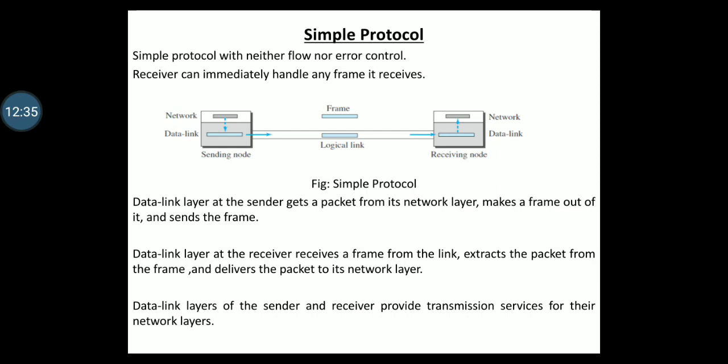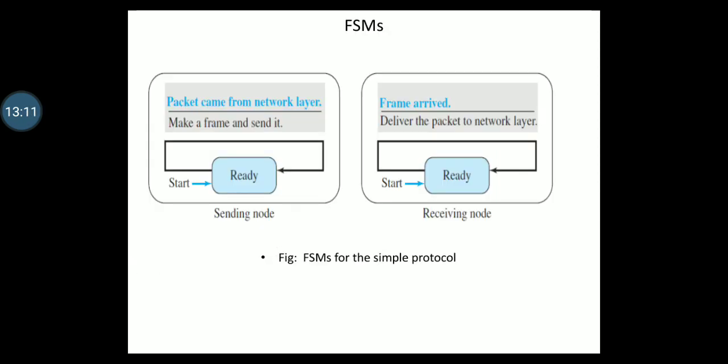The data link layer at the sender gets a packet from its network layer, makes a frame out of it and sends the frame. The data link layer at the receiver receives a frame from the link, extracts the packet from the frame and delivers the packet to its network layer. The data link layers of the sender and receiver provide transmission services for their network layers. Next we'll see the FSM for the simple protocol.